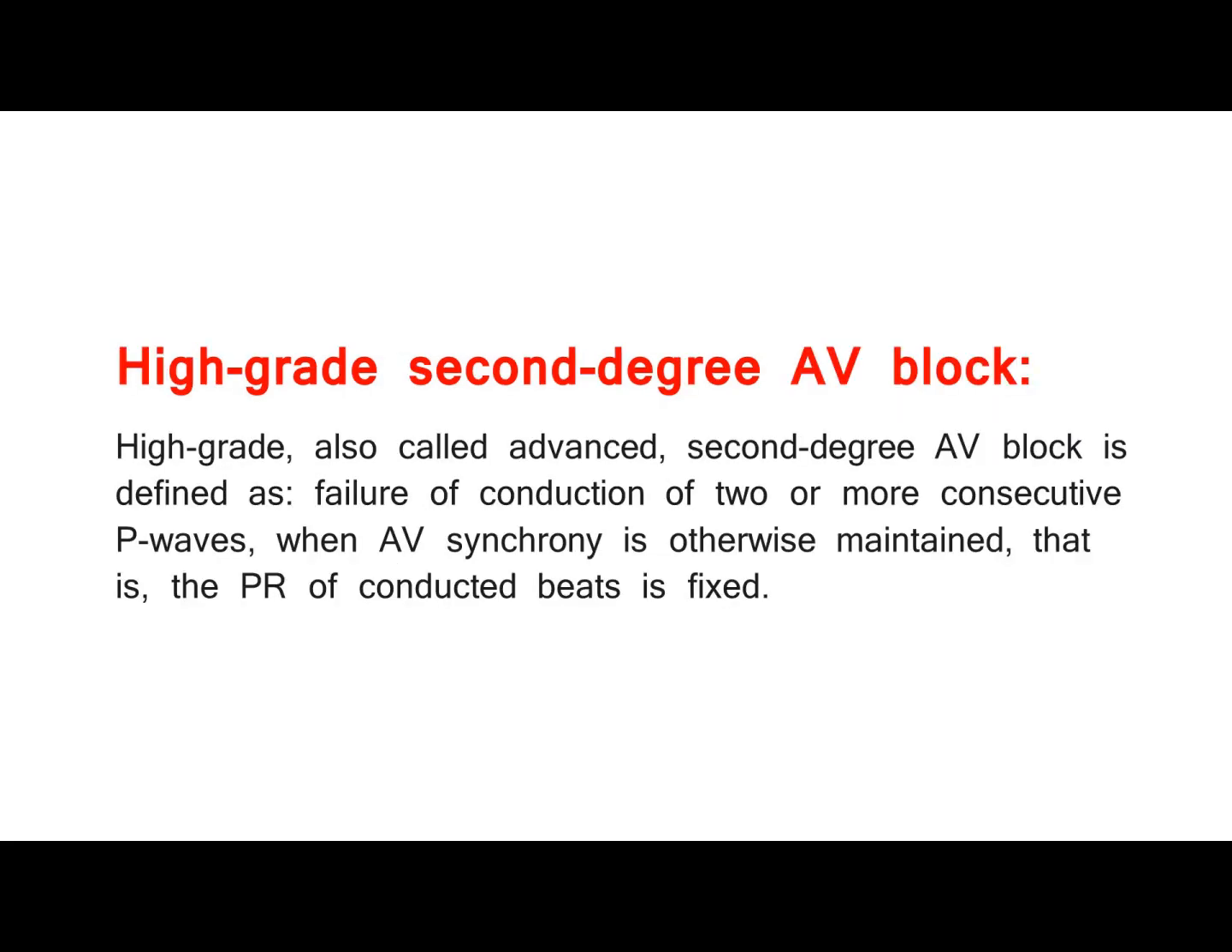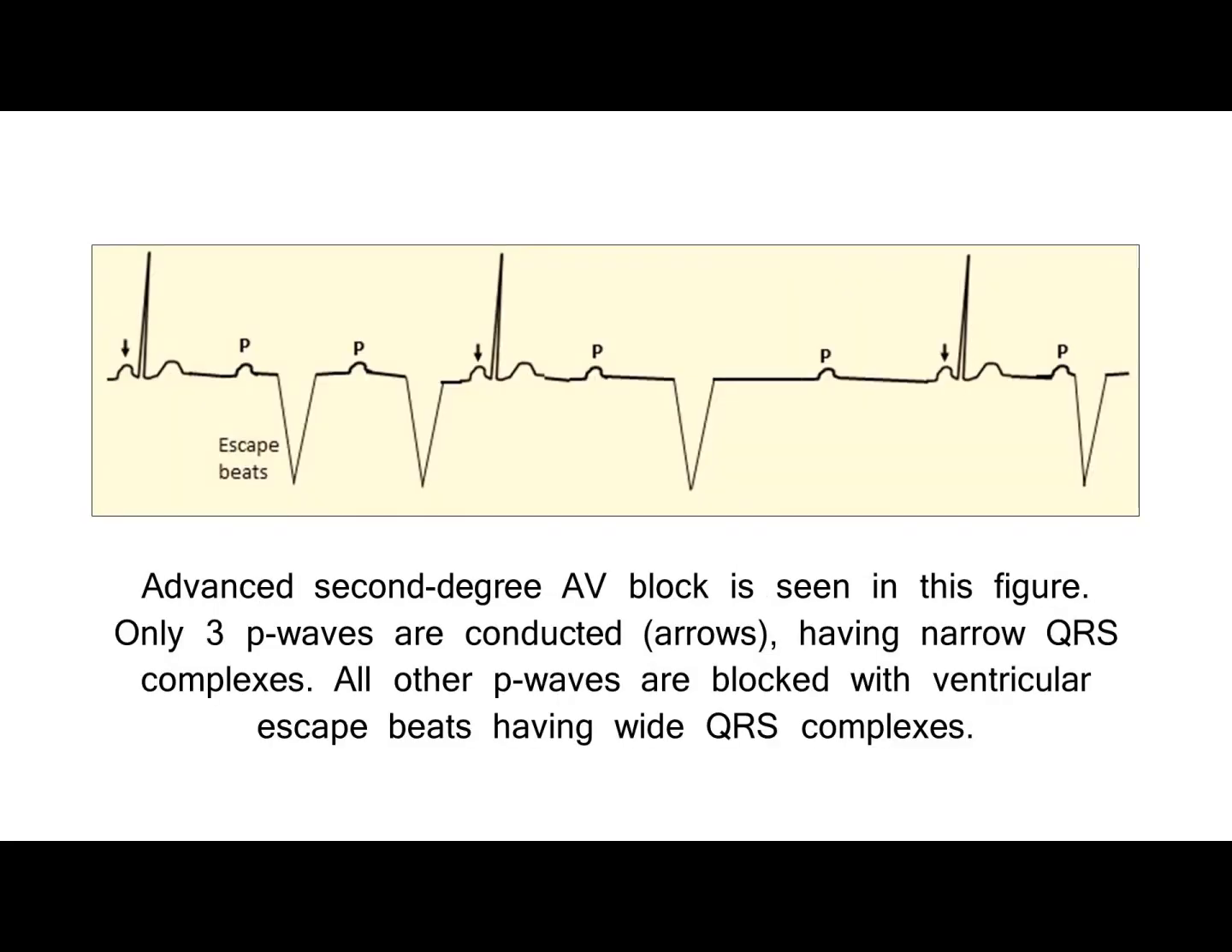High-grade second-degree AV block. High-grade, also called advanced, second-degree AV block is defined as failure of conduction of 2 or more consecutive P waves, when AV synchrony is otherwise maintained, that is, the PR of conducted beats is fixed. Advanced second-degree AV block is seen in this figure. Only 3 P waves are conducted, arrows, having narrow QRS complexes. All other P waves are blocked with ventricular escape beats having wide QRS complexes.